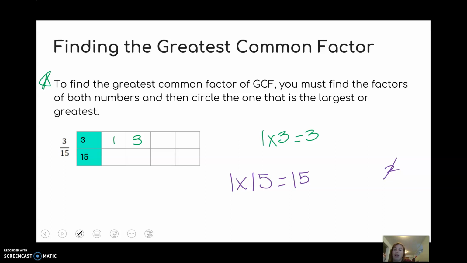There we go. So I know that 1 and 15 are going to work, and now 3 is going to work. Let's see if anything else works. Oh, we said 3 times 5, right? So it's 3 and 5. So that's it. Once I found that 3 times 5 equaled 15, I found the largest number that they have in common, which is 3. So the greatest common factor of 3 and 15 is 3.